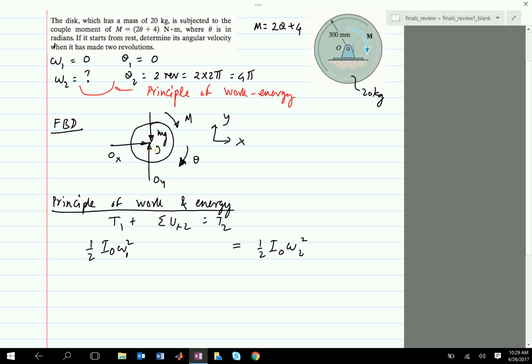And very intentionally I took the energy about O, because in the work done I do not want the OX and OY to show up. So the only way I can do that is by choosing the axis to pass through O. So the only couple or torque which matters in this is M d theta, where M is the external torque. Okay, so theta 1, theta 2.